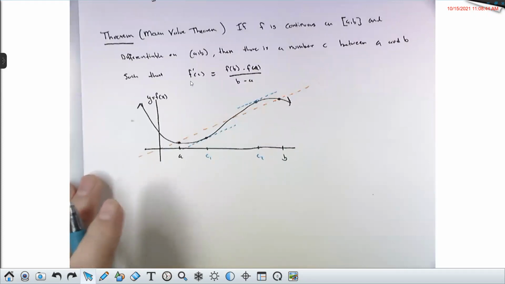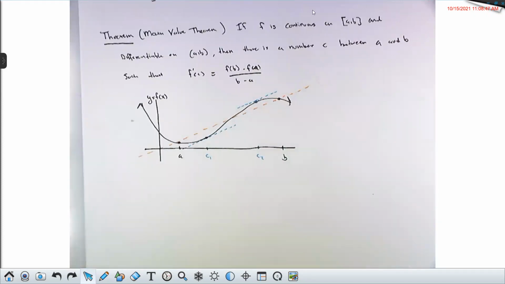That's the idea. So if your function is continuous on the closed interval and differentiable on the open interval, then there will be at least one value of x between a and b where the tangent line is parallel to that secant line. That's what the mean value theorem says.